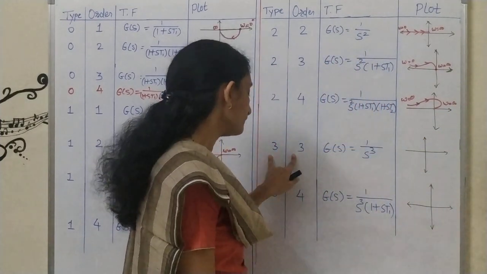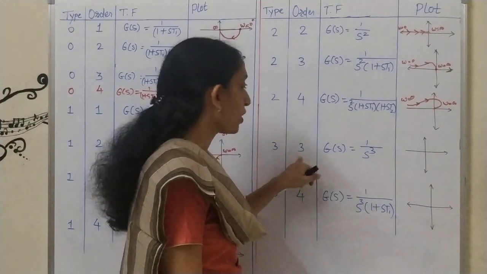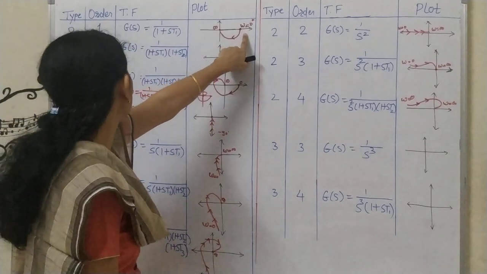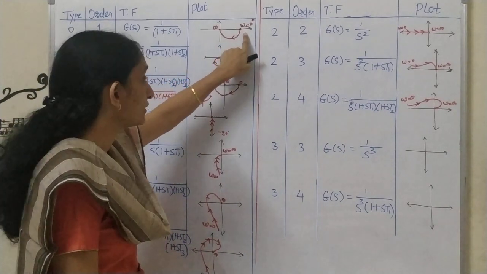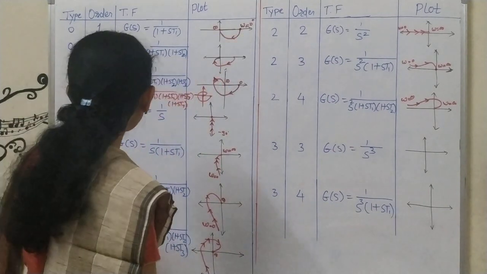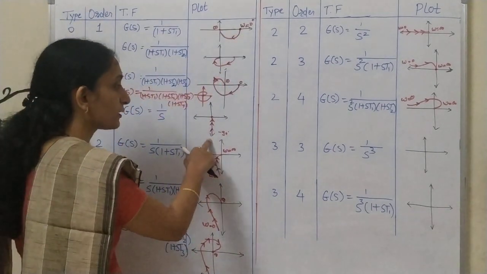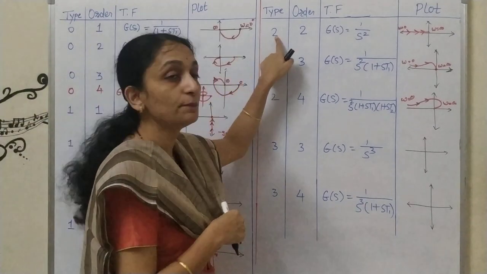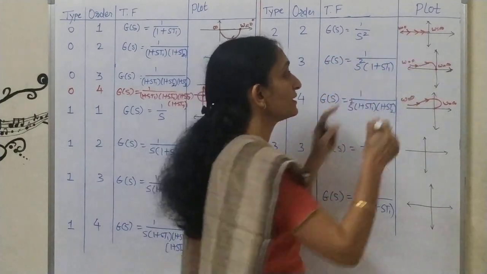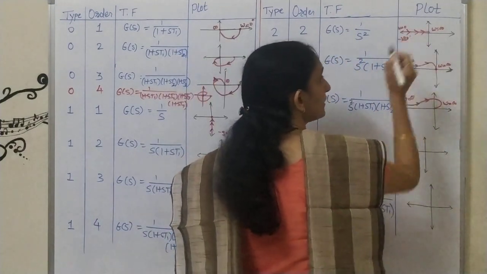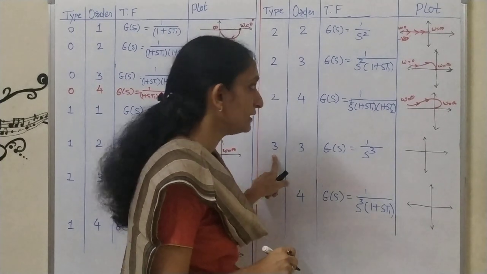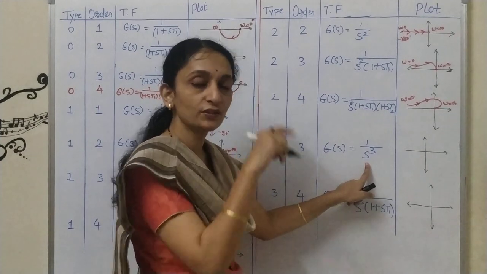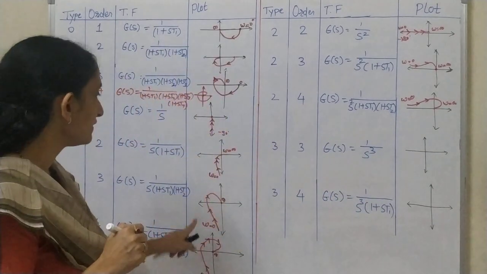Now next is actually type 3 order 3, okay. You can check that when I started with type 0 order 1, I started with the 0 degree line. When I started with type 1, the polar plot starts from the minus 90 degree line, okay. When I started with type 2, the polar plot starts from the minus 180 degree line. Okay. Now next for type 3, three poles are at origin, so the polar plot will start with the 270 degree line. So this will be exactly the reverse of this.